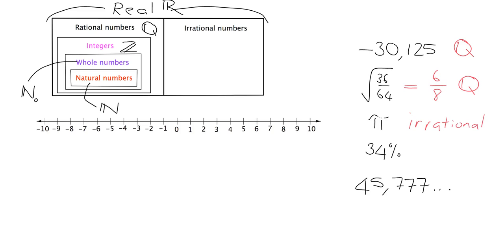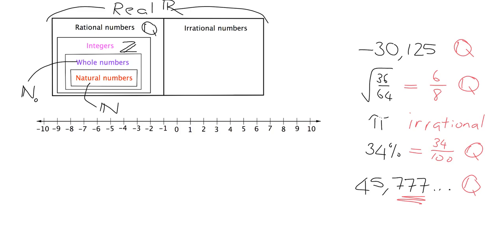Okay, what's 34%? It's a funny number, isn't it? But percent, remember, means fraction over 100. So it's 34 over 100. So very simply, what you have here is a rational number. And then 45.777, going on and on. Again, this one doesn't stop. It's a decimal that doesn't stop, but because it repeats the pattern of the sevens, we know that it is rational.